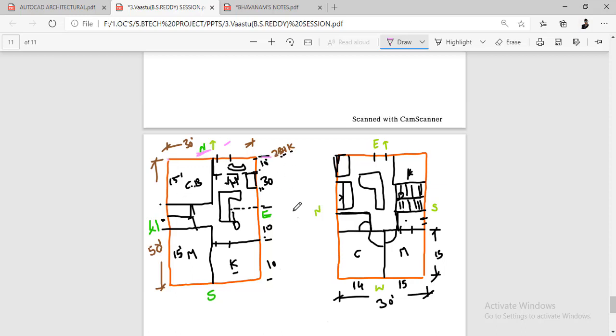Just imagine, this is some 50 length. And this is some 30 length. Okay, my site will be 30 by 50.